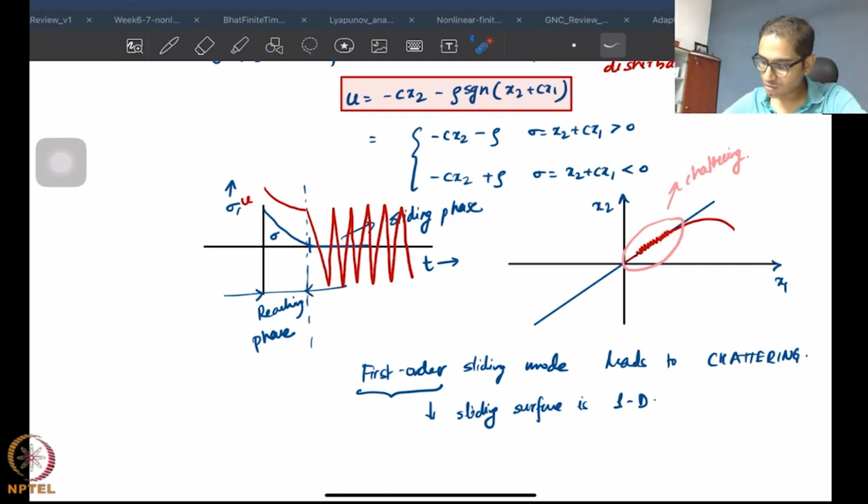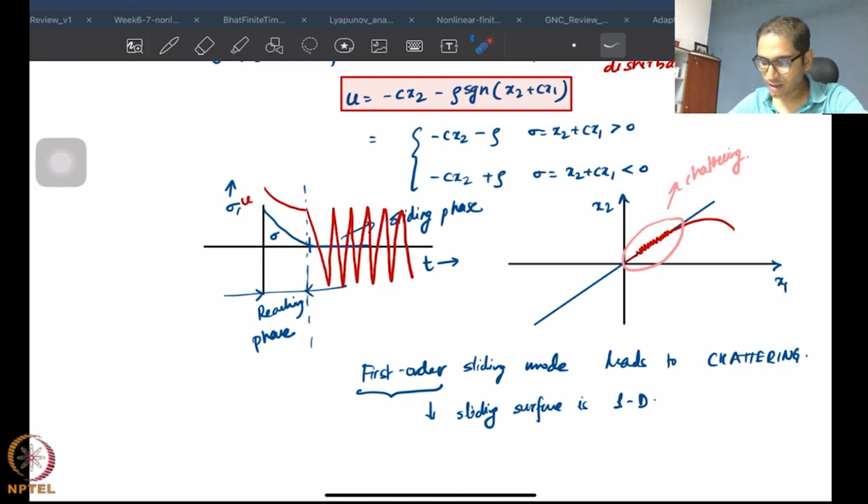Why? Because as soon as you go to one side, you implement a big control to compensate, then you again go to the other side, big control to compensate, go back to the other side, big control to compensate, and so on and so forth. And in fact, even the control plots start to look like this, right? Where you have large chattering kind of control, right? We have large fast changing control, right?